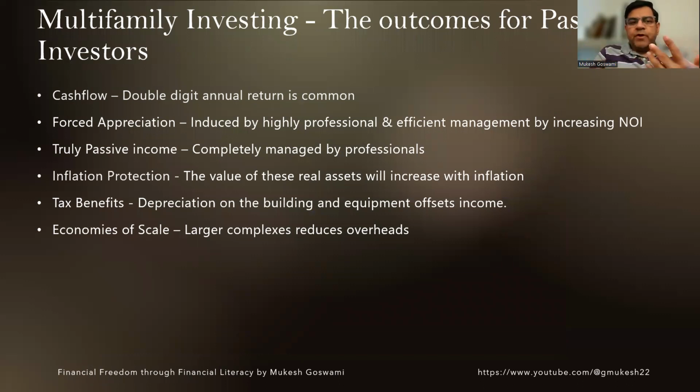So in the end, what is the outcome for a passive investor? That's all what we are caring about, right? So the very first outcome is the cash flow. It's not really uncommon to see a double-digit annual return. While it is not guaranteed, an efficient management can always ensure a double-digit annual return, like 12%, 14%, 18%. That's common. There is forced appreciation. A very professional and efficient management team can always keep on increasing the net operating income, and that forces the appreciation of the asset. That is a derived benefit, a longer-term gain, right?